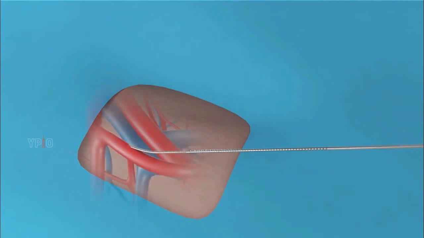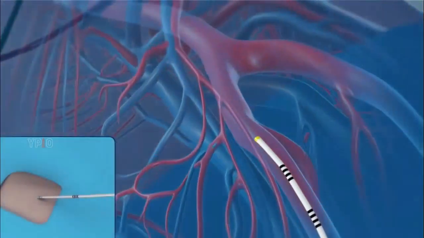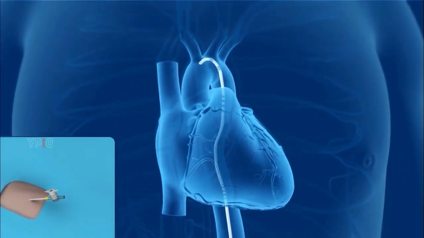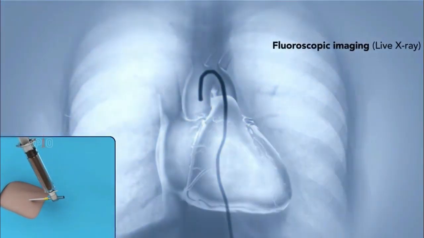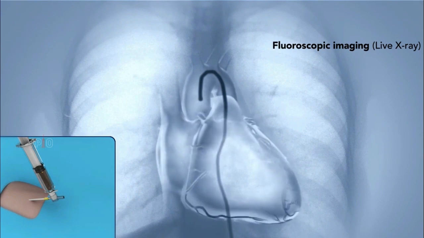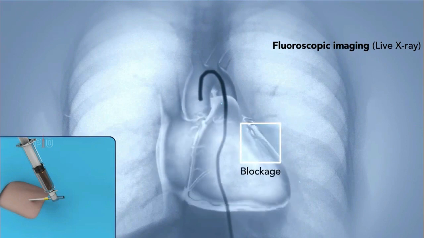Under a special type of X-ray called fluoroscopic imaging, the catheter is threaded through the blood vessels into the blocked coronary arteries in your heart. After positioning the catheter, a contrast dye is injected into it. When the dye reaches your bloodstream, you may experience a brief flushing sensation or warmth. This is harmless and lasts only a few minutes. The live X-ray displays the flow of dye through your arteries and helps identify the blockages in the blood flow.